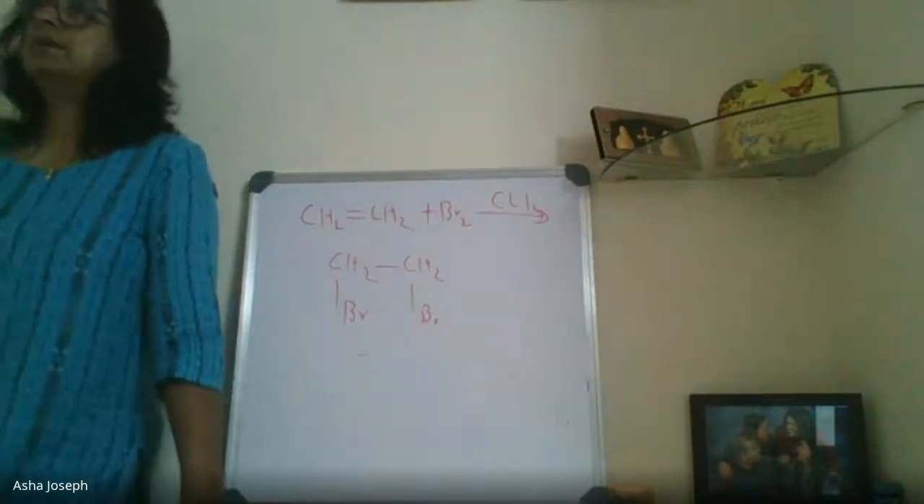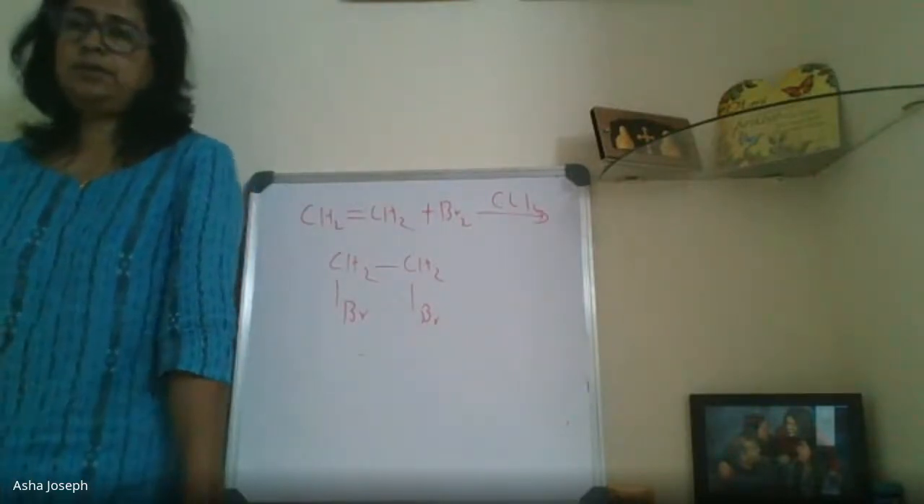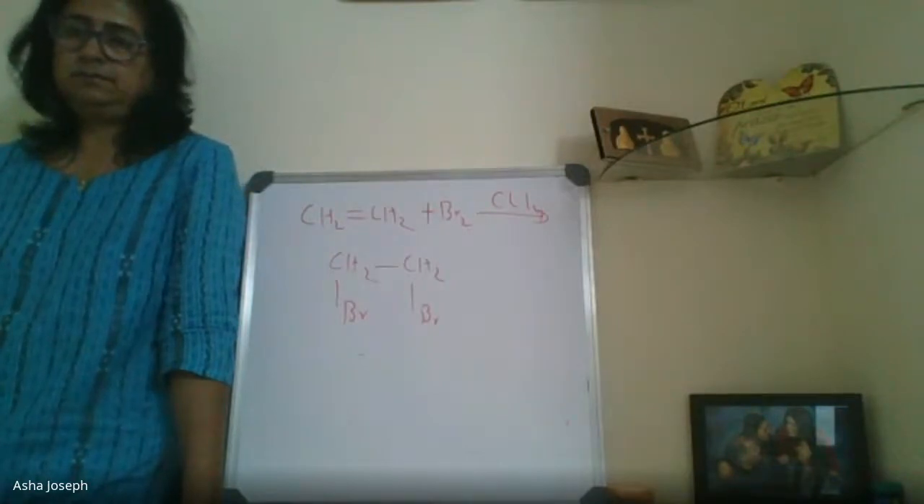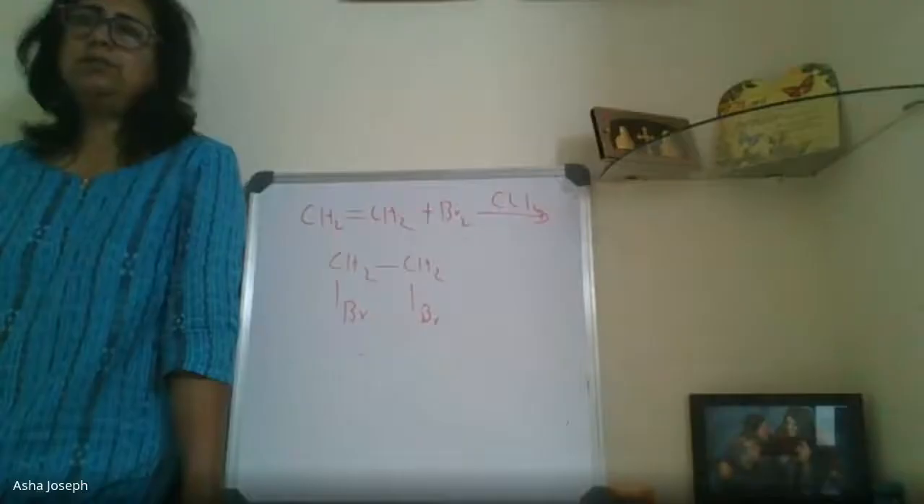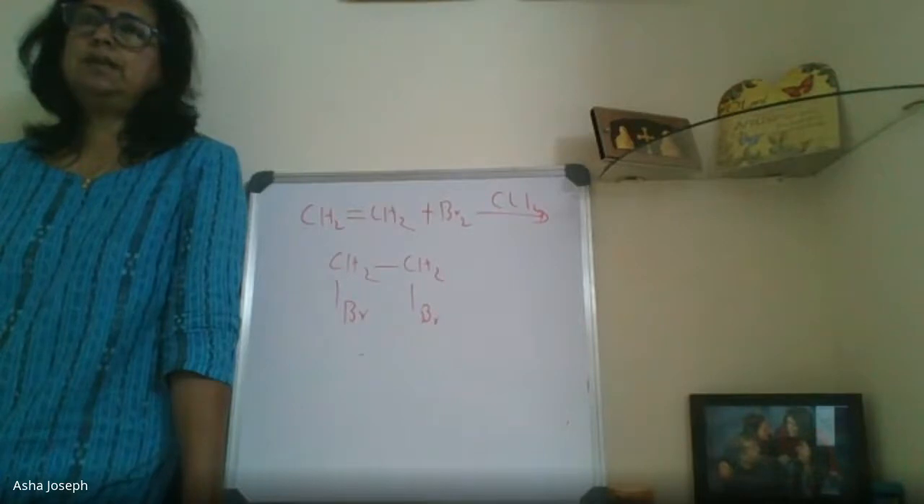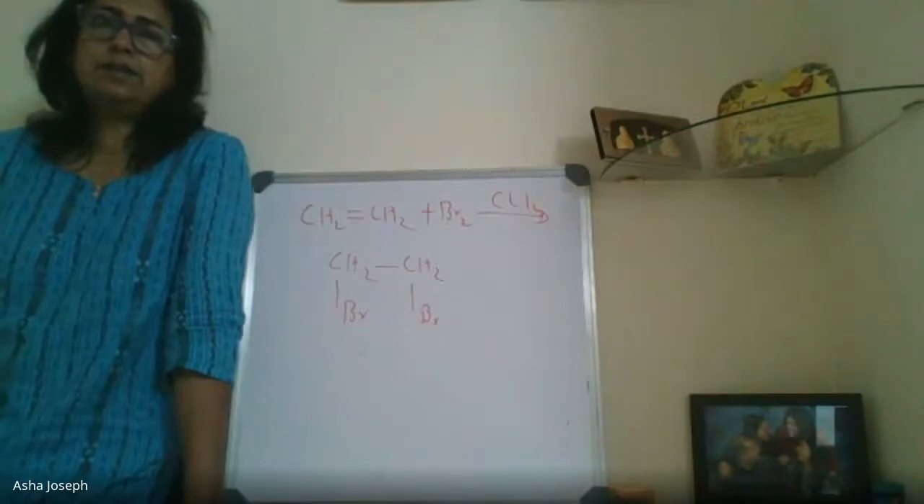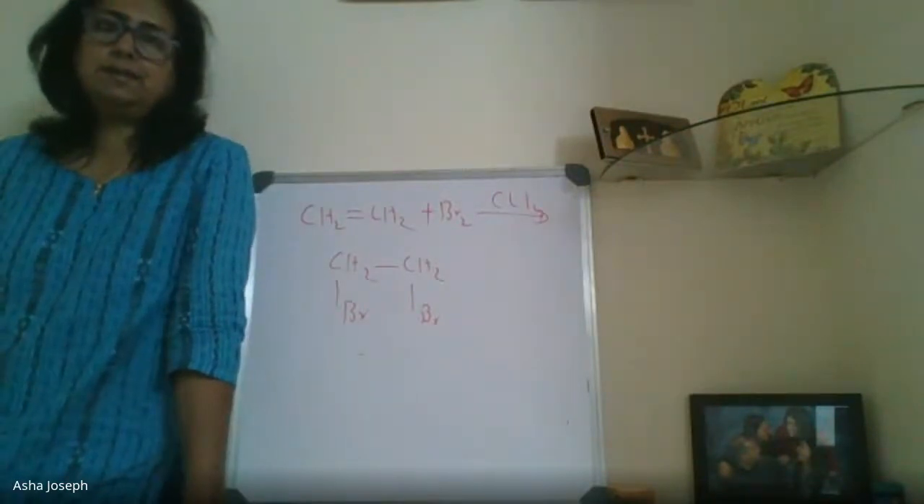You can ask any doubt on this. Is the reddish color of the bromine water discharged in the product? No, you see, when you add it, suddenly the red color of the bromine water will disappear. It becomes colorless. That is why we say discharged. The color will not be there.